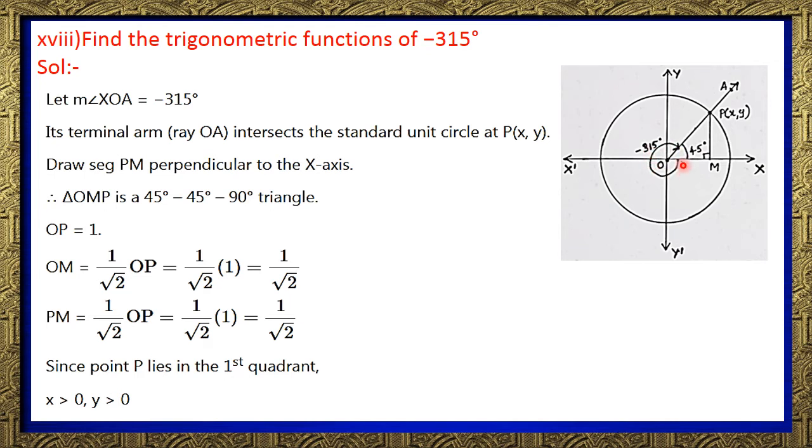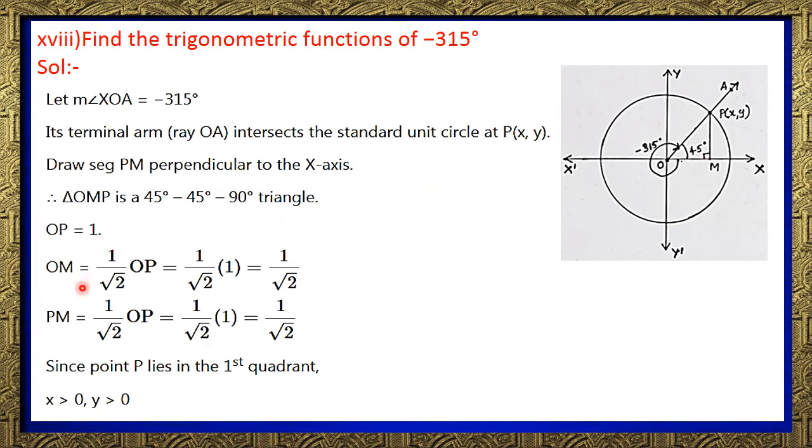And we have this terminal arm intersects the unit circle at the point P(x, y), and draw the perpendicular PM to the x-axis. Then it is a right angled triangle with the angle MOP is 45 degree. Then the third angle, that is OPM, is also 45 degree. Then it is a 45 degree, 45 degree, 90 degree triangle with the hypotenuse OP is 1.